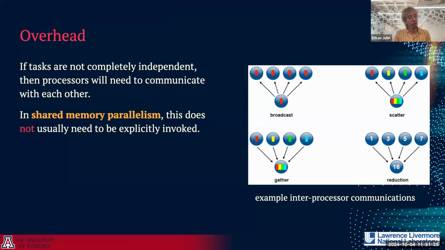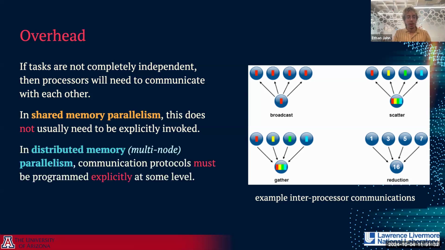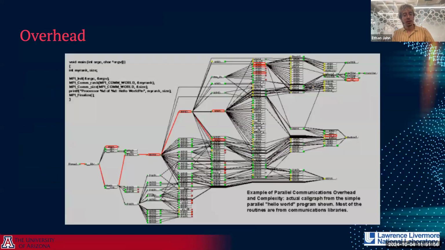In shared memory parallelism, this usually doesn't need to be explicitly invoked. This communication takes place on a much lower level. In distributed memory or multi-node parallelism, as we've talked about, communication protocols must be programmed explicitly at some level. So either this is something that you have to program into your code, or maybe you're using a library in which somebody else has already programmed that, and you can import that library. So things like MPI for Py, in Python, can be used.